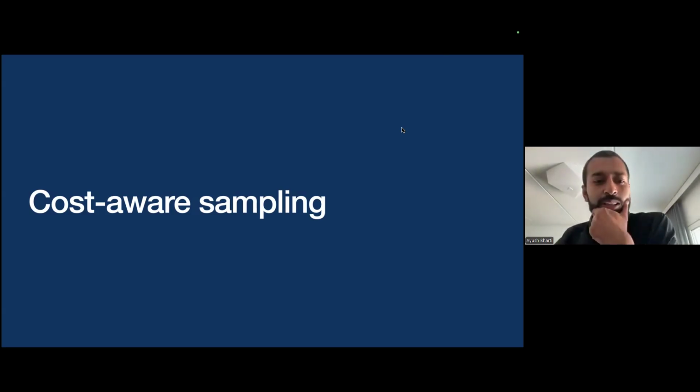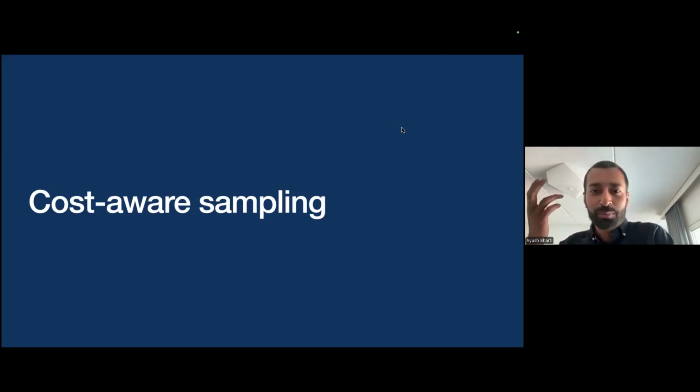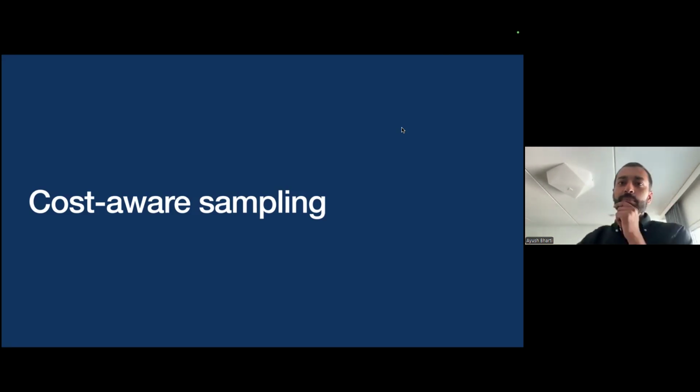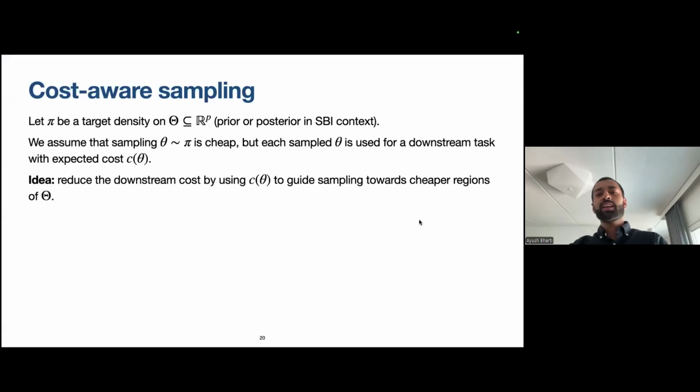Okay, cool. So now that hopefully I've convinced you that this is, first of all, an important problem, and that the side information that we are going to use is not something made up or cooked up, now we can go into the meat of the method. I call this section cost-aware sampling and not just cost-aware SBI, because I'm going to introduce this method a bit more generally than just in SBI.